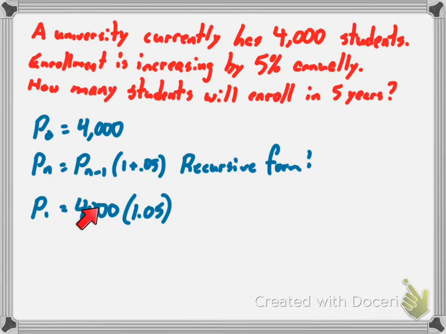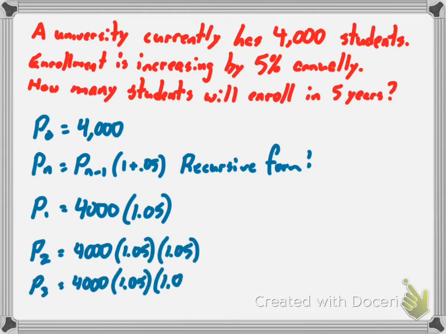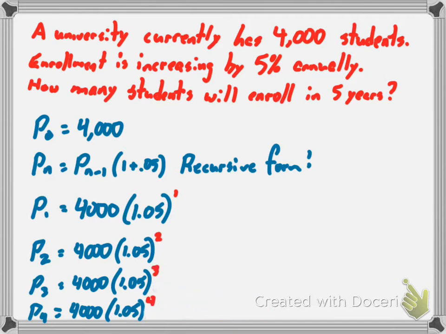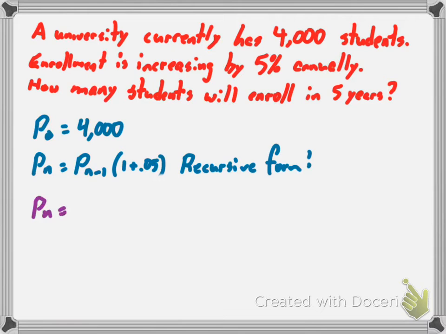So it would be 4,000 basically plus 5% of 4,000, or we could just multiply that whole thing by 1.05. So each period, it's just going to increase by another factor of 1.05. So I'm just going to multiply by 1.05 each time. So if we think about that, this would be 1.05 to the first power, squared, cubed, and then to the fourth power. So I can just rewrite it that way. And then this gives us our general form for the equation.